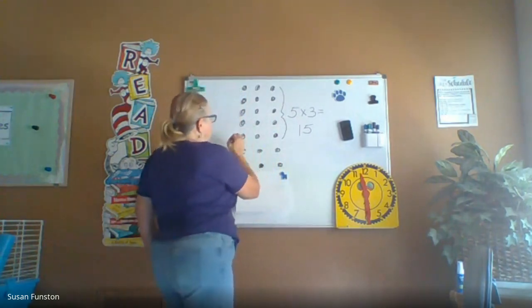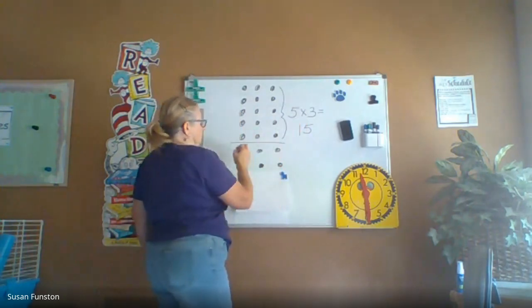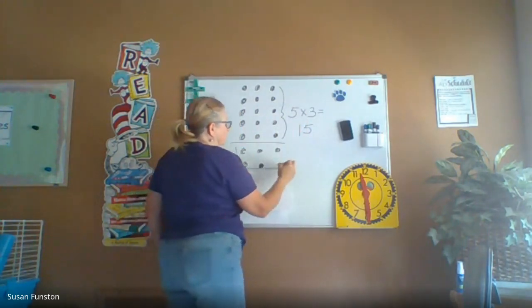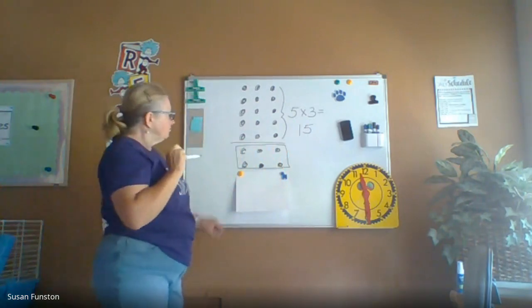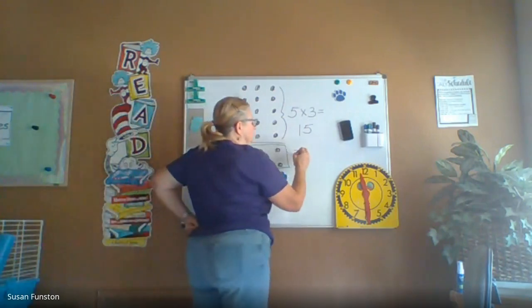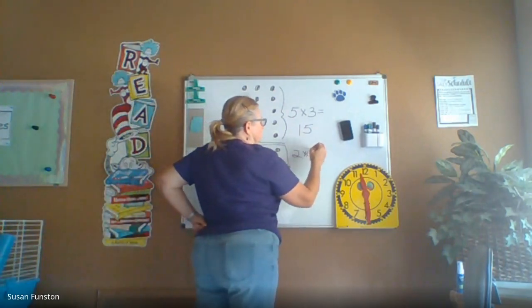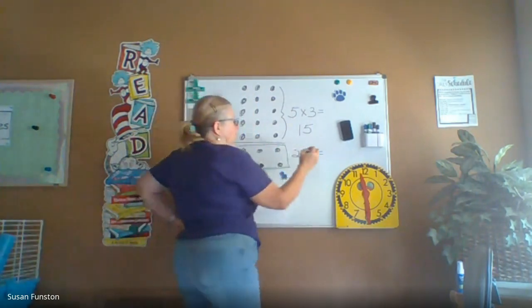Okay, so we said this part was 15. Now I want to know how much is just this part of my array. So I have 2 times 3. Count by twos: 2, 4, 6.